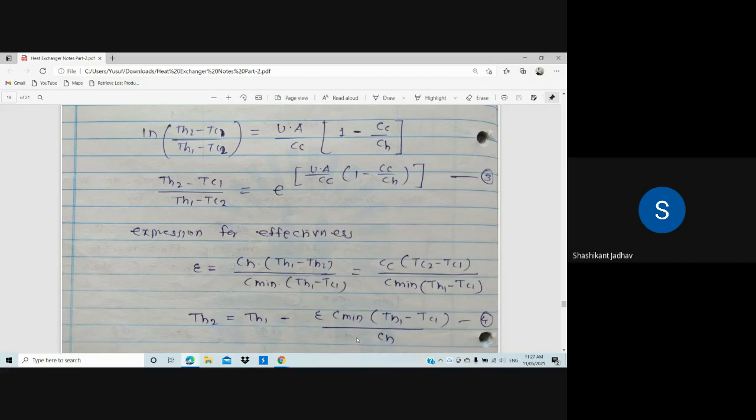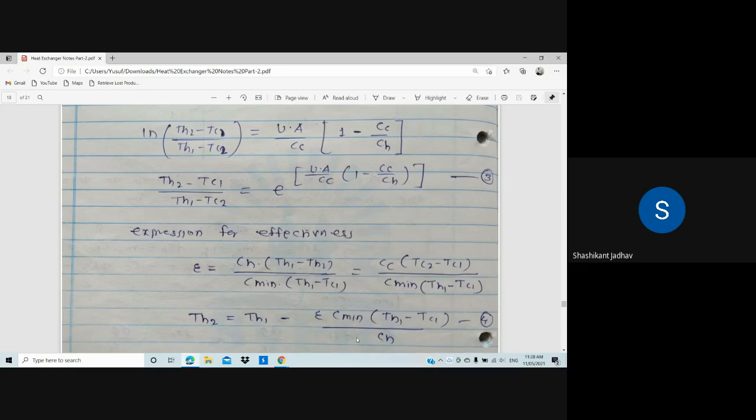Okay. Then as we know the expression for the effectiveness, we have already derived it. So write down the expression for the effectiveness. Epsilon is equal to Ch into bracket Th1 minus Th2 divided by C minimum into bracket Th1 minus Tc1, which is equal to Cc into bracket Tc2 minus Tc1 divided by C minimum into bracket Th1 minus Tc1. Okay. So by using this expression, we have to write down the equations for Th2 and Tc2.